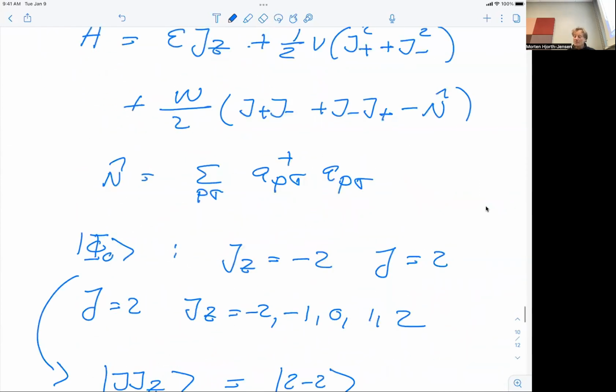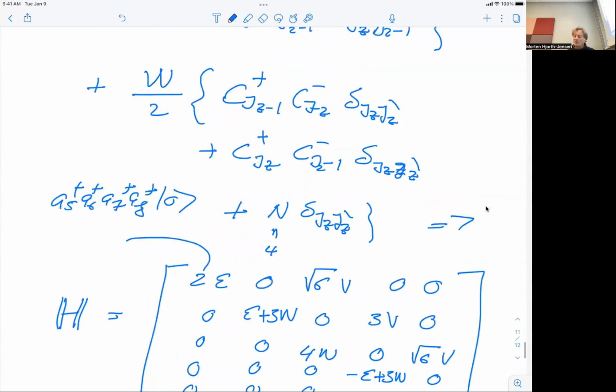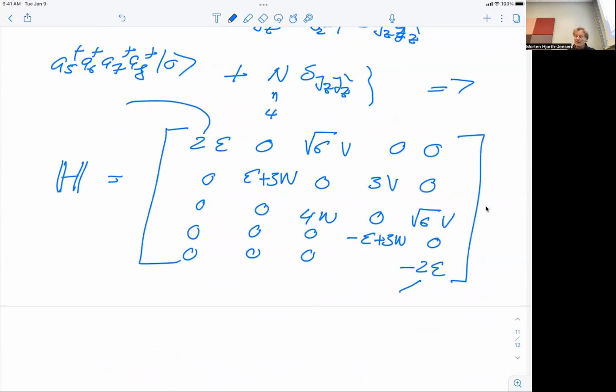So the way I've organized the matrix here now is in terms of the highest JC value. So this corresponds to JC equal to plus 2. This corresponds to JC equal to minus 2. And the other ones would be JC equal to minus 1, JC equal to 0, JC equal to plus 1, and so on. And now we can plug in values and diagonalize.